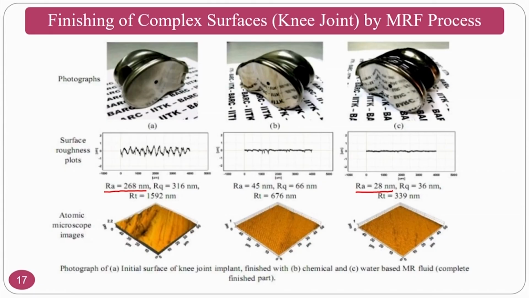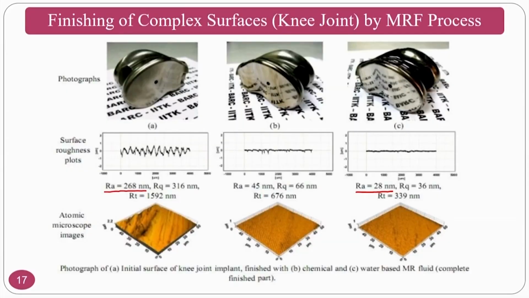And if the surface roughness is too low, what will happen? The wear and tear of the mating surfaces in a knee joint will be greatly reduced and the life of the knee joint will go up. That is the beauty about this particular work that is done by Professor Vijay Kumar Jain from IIT Kanpur.